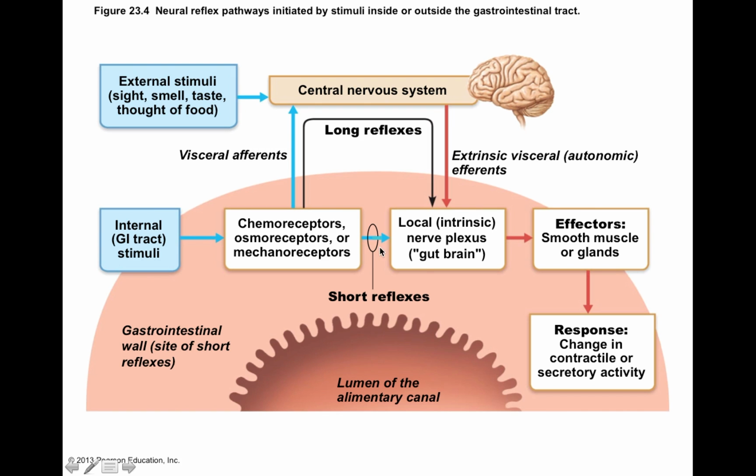Okay? Now, that's true of some things. You still need your vagus nerves to live and survive to coordinate digestion, but some of the functions of digestion really occur locally with these short reflexes, where you actually have receptors in the wall that communicate directly with the enteric nervous system or your gut brain, and then that basically gets the smooth muscle or glands moving to really carry out those reflexes, which actually makes a lot of sense.